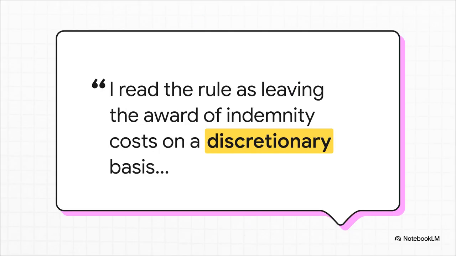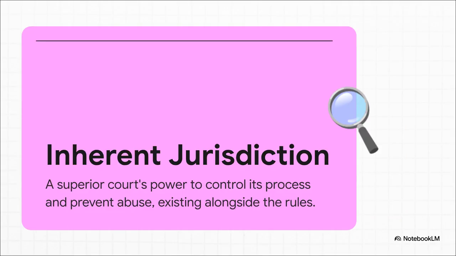It's not automatic. Chief Justice DeJersey made this crystal clear in Gideona. He said the rule leaves the award of indemnity costs on a discretionary basis. So yeah, the power is there, but you still have to argue for it. You have to convince the judge that the other side's conduct was so unreasonable that a special cost order is warranted.